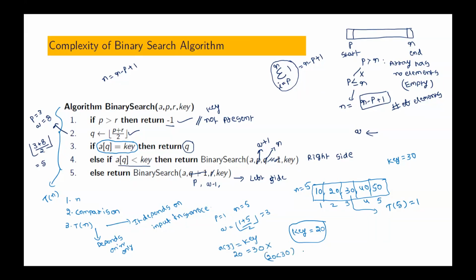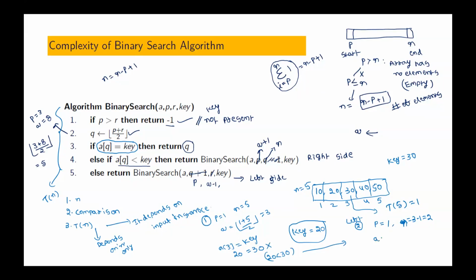So which part will we go to now, left side or right side? Left side. Left side means what is the p value? Same. R value is 3 minus 1, that is 2. Sorry, this is the r value, not the q value. Now p is not greater than r, so the array is not empty, which means we need to search.